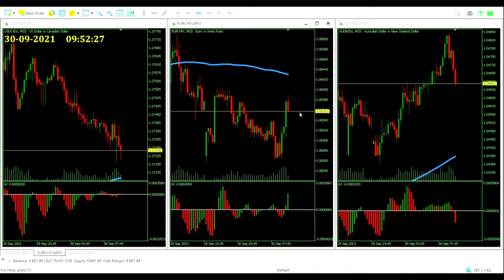Euro, Swiss franc in the middle. Prices had a bit of a move the last few periods. Now might be coming off the top. Currently below the moving average still. So now we're on the lookout for that crossover on the accelerator oscillator below zero. That would get us into a sell trade.